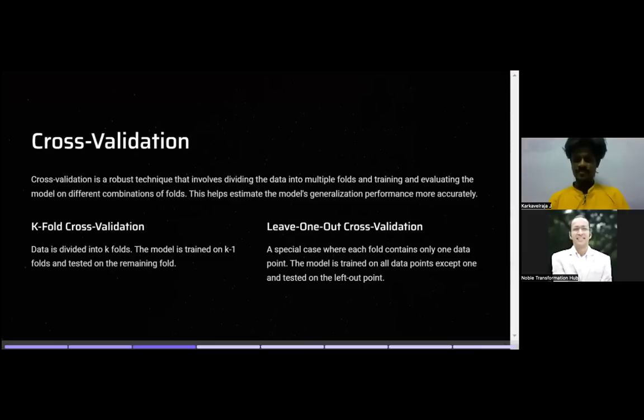I hope it is clear, so that you understand there is a differentiation, and these two different validation techniques help us to validate the model. Thanks.